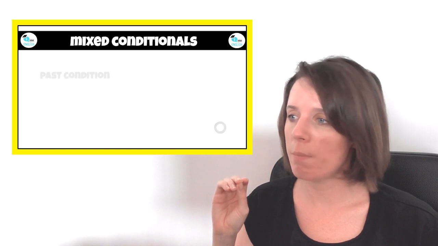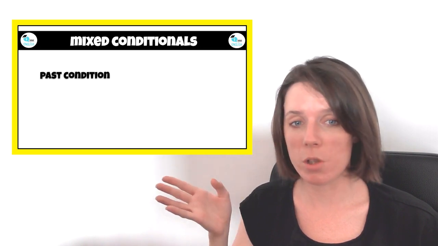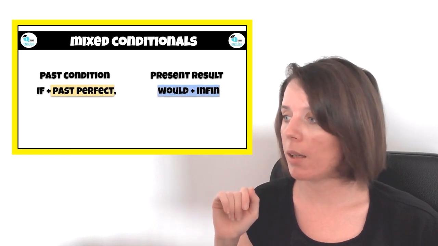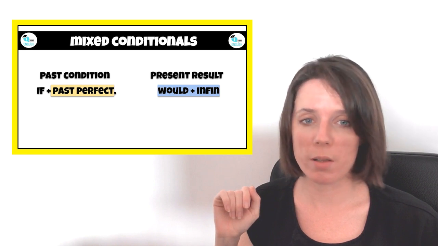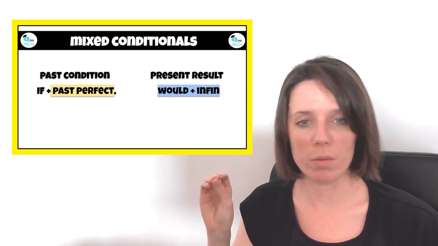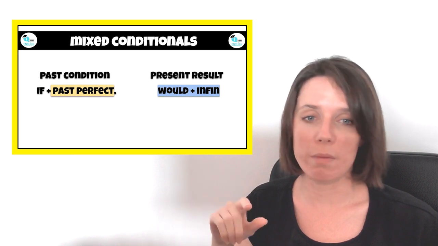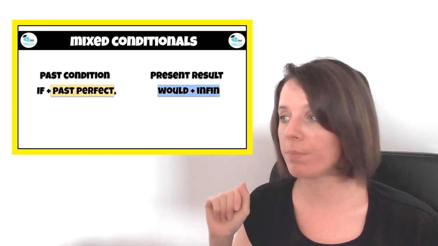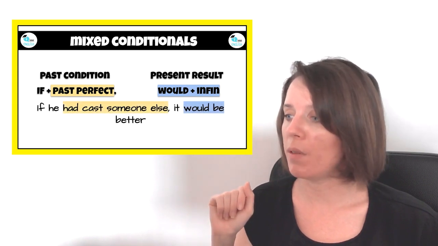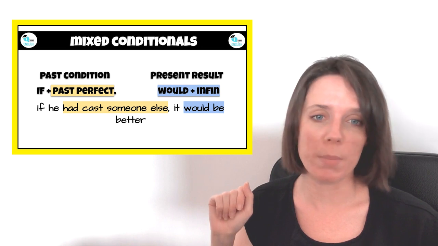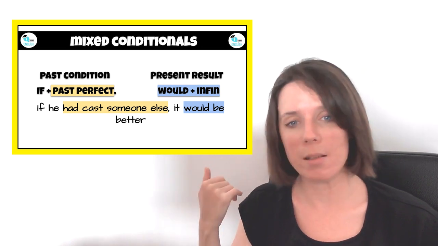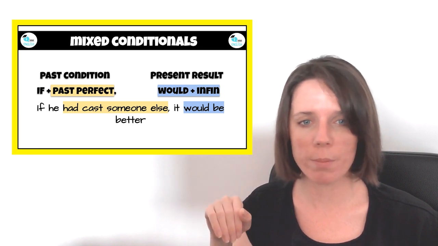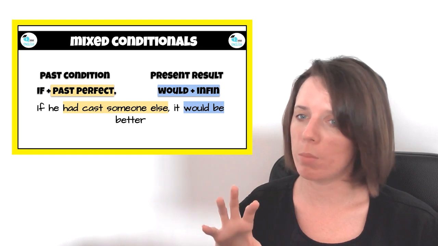The second way would be to have a past condition with a present result. So it's essentially the opposite. And here you would have if and past perfect. So this would be from your third conditional form. And would and an infinitive. So again from your second conditional form, but the opposite. And that would look like if he had cast someone else, it would be better. But he didn't cast someone else in the past, and it isn't better now. So we get a past condition with a present result.